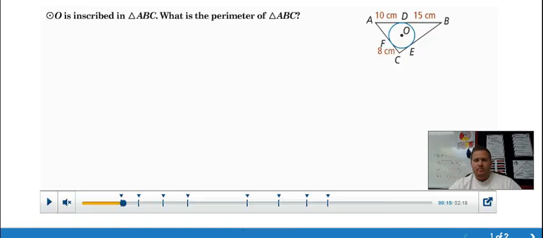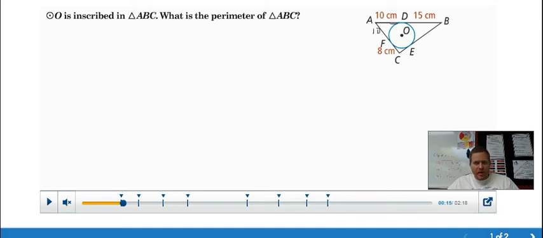Alright, so my last one is, I have the circle O is inscribed in triangle ABC. What is the perimeter? So remember, one of our theorems was that when it's a tangent right here of the circle, the two sides are going to be equidistant from the circle. So again, if this is 10 that we have right here, and that is a tangent with O, then this right here would be 10 as well.